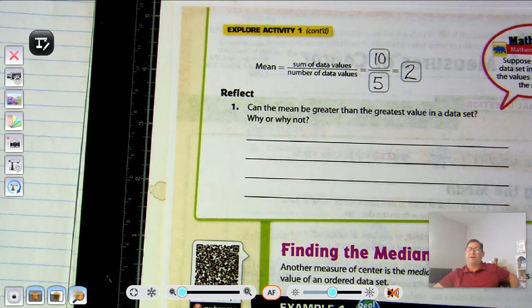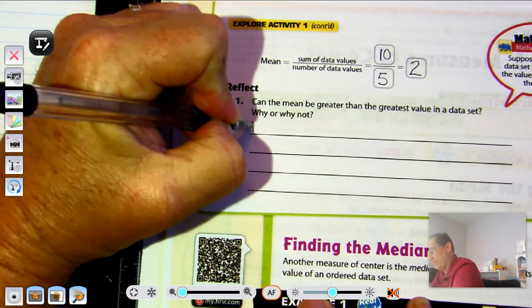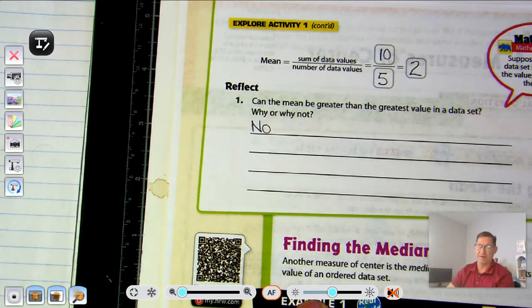So can the mean be greater than the greatest value in a data set? Think about it. Could our average of those siblings be greater than 3? No, because the group with the greatest number, they lost counters, right? So that things evened out. So no, it's not possible to have an average greater than the greatest value.